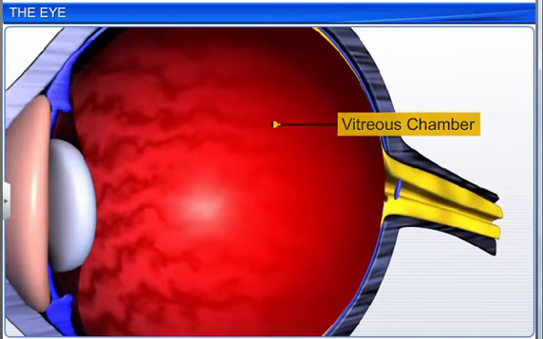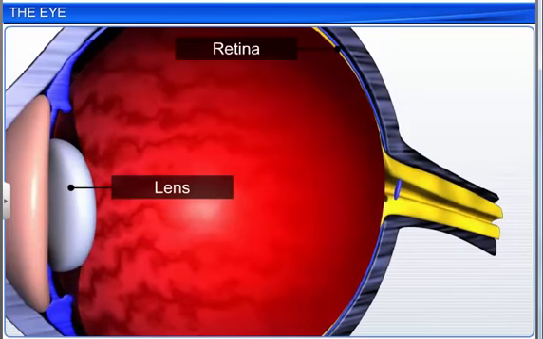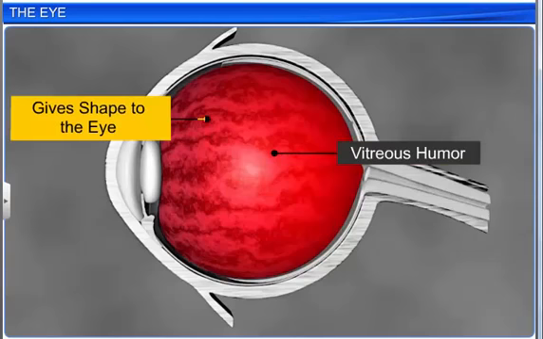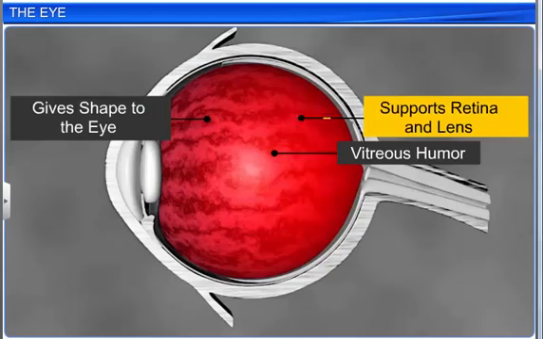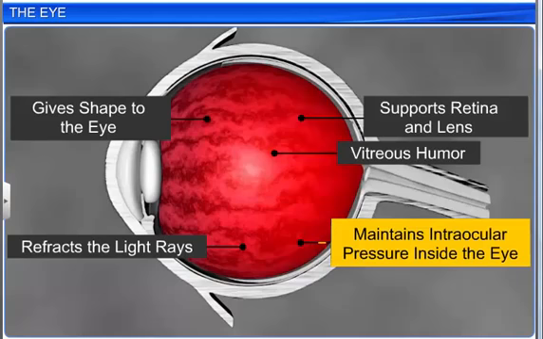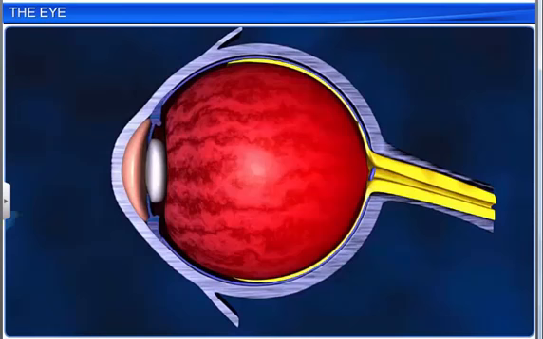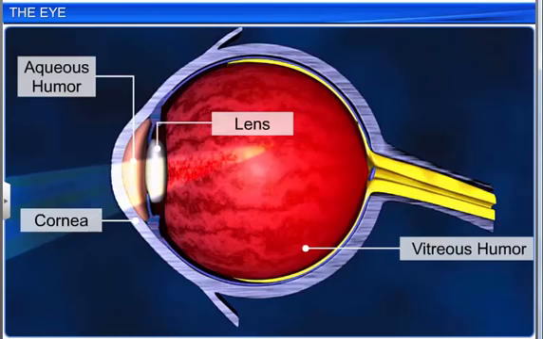The vitreous chamber is larger than the aqueous chamber and lies between the lens and retina. It is filled with a transparent gel called vitreous humor that gives shape to the eye, supports the retina and lens, refracts light rays, and maintains intraocular pressure inside the eye. The human eye works like a camera. The cornea, aqueous humor, lens, and vitreous humor all act as small lenses and refract light rays to focus on the retina.